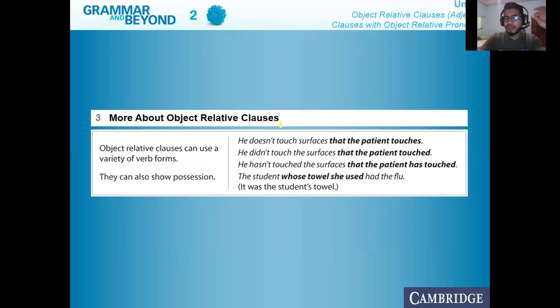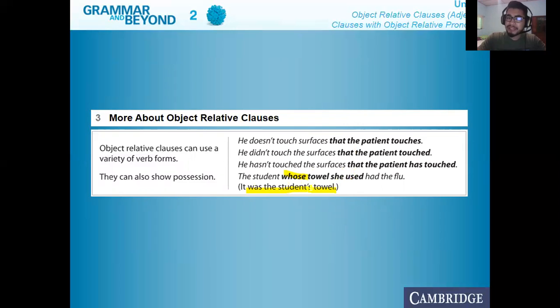The student whose towel she used had the flu. Whose towel? Over here, why is the pronoun whose so important, and why can't I omit it? The reason why is because whose normally is used to show possession. So that means that something belongs to someone or someone belongs to something. Like for example, you belong to a certain organization, a certain object belongs to you, and therefore you use whose to show that possession. The student whose towel she used has the flu. It was the student's towel. Okay, the student whose towel she used.